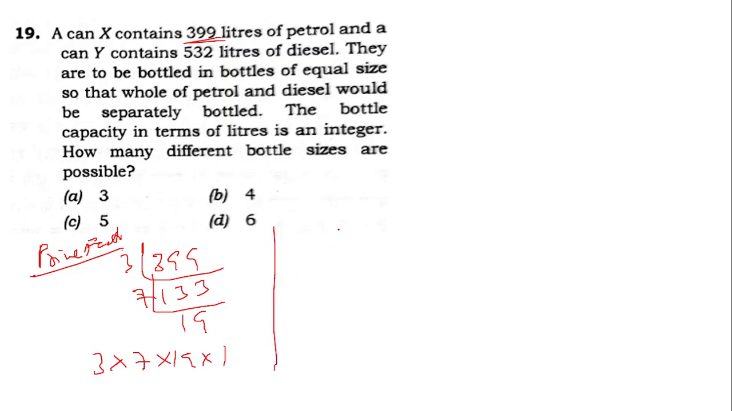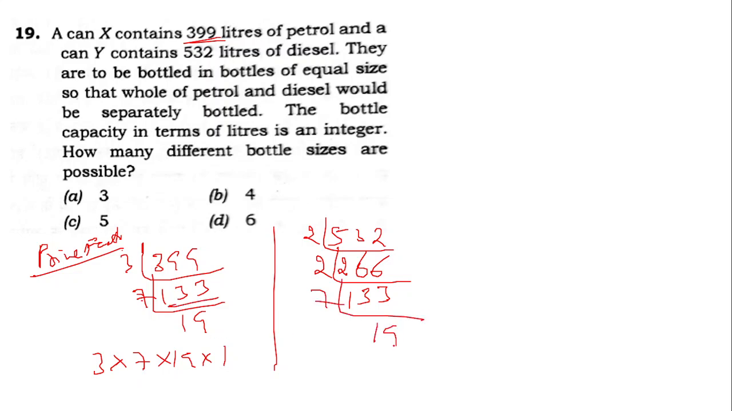Then 532. Since this is an even number, I can divide this by 2. 2 2s are 4, then 12. Again I got an even number, again I can divide this by 2. 2 ones are 2, then 6. Now I cannot divide this by 2. But I have got here 133, which means I can divide by 7 and 19. 7, again I got that. So 2 into 2 into 7 into 19 into 1.